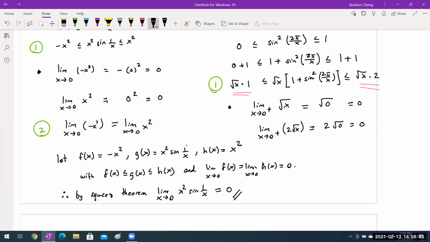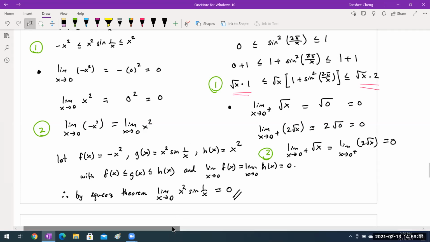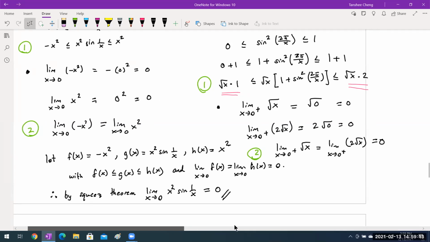So we can see that the second criterion that we want is also met, which is the limit as x approaches 0 from the right-hand side of square root of x is equal to the limit as x approaches 0 from the right-hand side of 2 square root of x, and that is equal to 0. And this is criterion 2 that we want to meet. So therefore, now I can put my conclusion for this example.